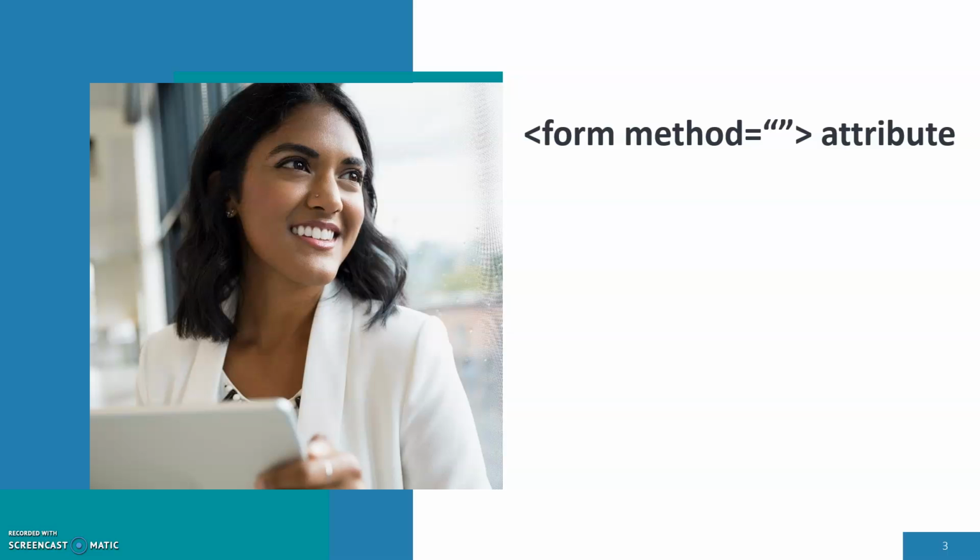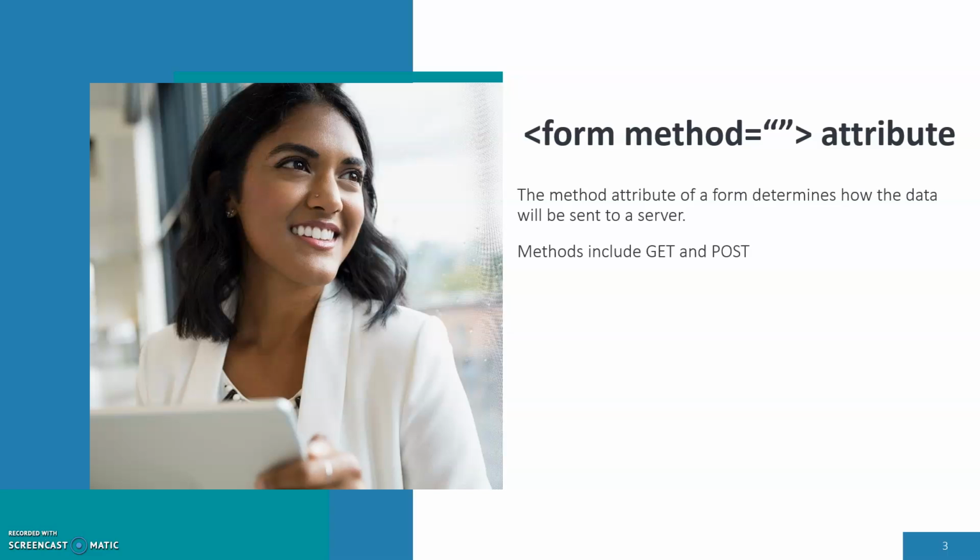Next is the form method attribute. This attribute determines how the data will be sent to a server. The two methods include get and post. Let's take a look at the difference between these two.